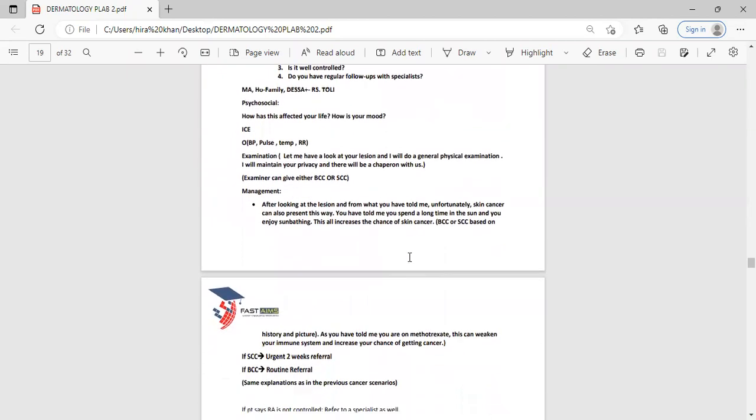And when you mention the examination, the examiner might give you a picture of BCC or SCC. The only difference would be that the patient is on some kind of immunosuppressant therapy.